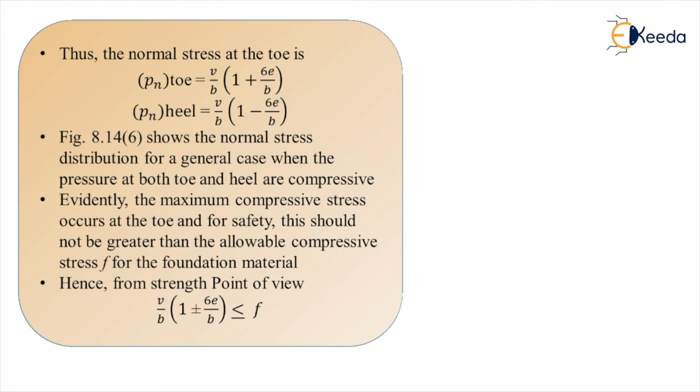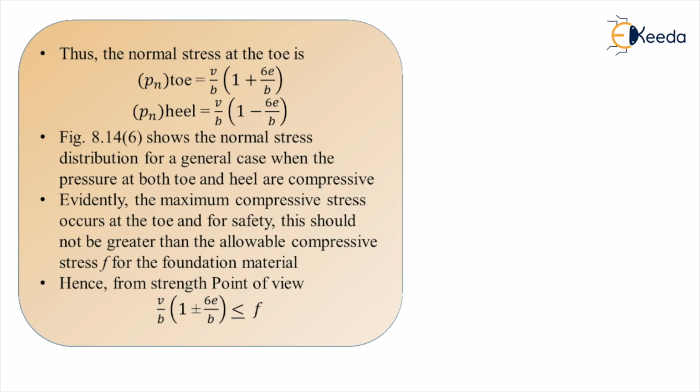So for the toe section, the formula will be: normal stress at the toe is equal to the vertical forces divided by the width B into bracket 1 plus 6 into eccentricity divided by the width, and the normal stress at the heel will be calculated as capital V upon B, the width of the dam, into bracket 1 minus 6e upon B. Generally, by using this formula we can find the compression or crushing, or the normal stress, which occurs on the gravity dam.